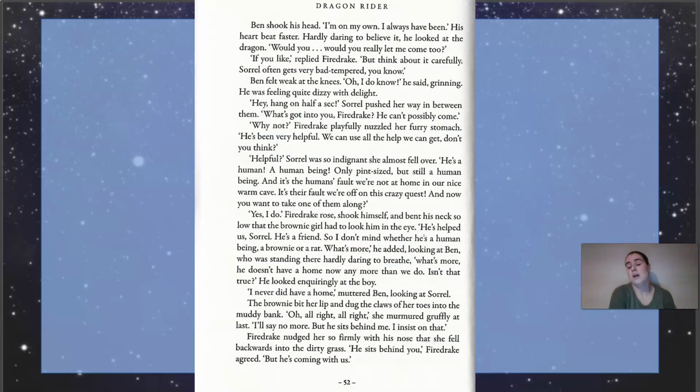Ben shook his head. "I'm on my own. I always have been." His heart beat faster. Hardly daring to believe it, he looked at the dragon. "Would you really let me come too?" "If you like," replied Firedrake, "but think about it carefully. Sorrel often gets bad-tempered, you know." "Oh, I do know," he said, grinning. He was feeling quite dizzy with delight.